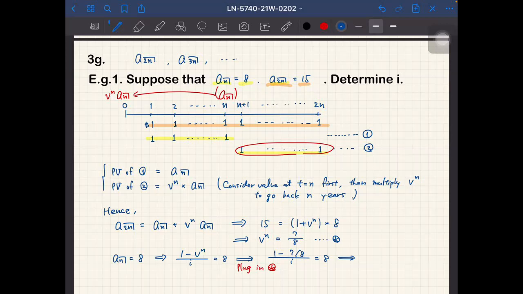So 1 over 8, and we multiply by 8, and i is equal to 1 over 64. So this is 0.0156, so 1.56%. In this way, even though we don't know n, we can calculate the interest rate i.